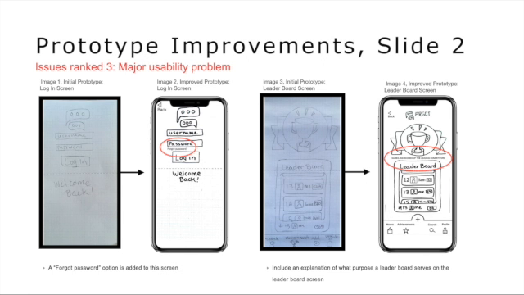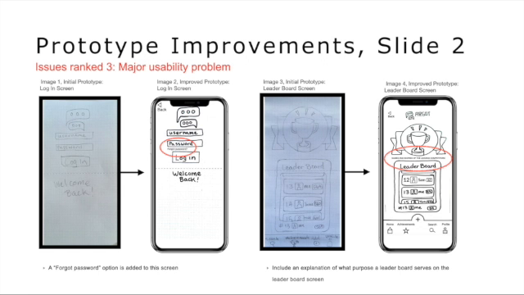Prototype improvement, slide 2. Issues rank 3, major usability problems. The first image on the left is the initial prototype of the login screen. After a usability test with one of the participants, it became clear that the app needed a forgot password option. Without this feature, there would be no way for a user to access their account if their password was lost. Second to the left, image 2, shows this improvement.